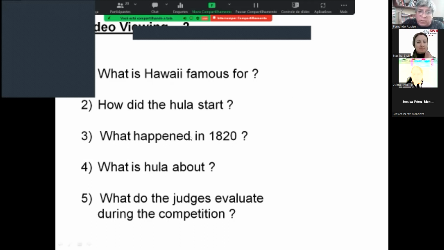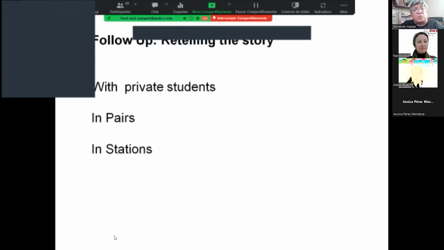Where is this thing here? Retelling the story. So how can you retell? That's a follow-up. If you're working with private students, it's really easy because he's going to retell everything to the teacher, to his instructor. The instructor is going to listen and take some notes, and afterwards give some feedback if it's the case, or give him some little tips to help him complete his ideas.